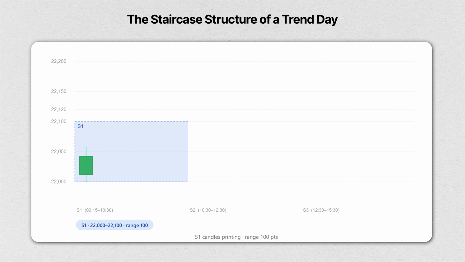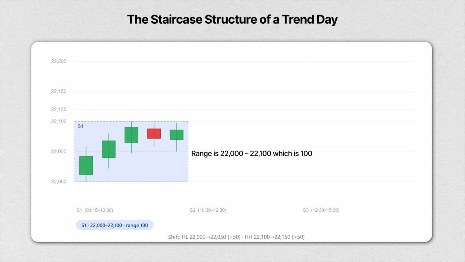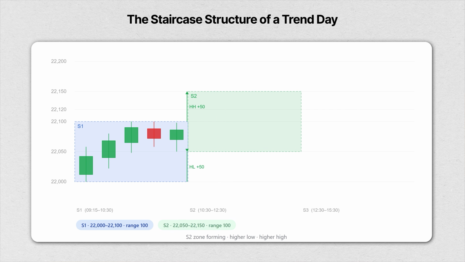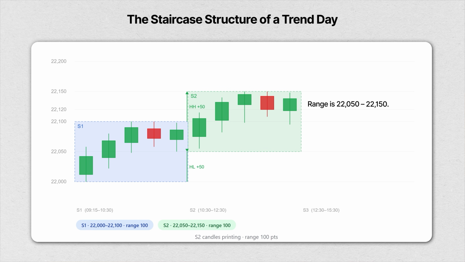Now let's start with segment 1, S1. And let's say the range is 22,000 to 22,100, which is 100 points for segment 1. For segment 2, the range is 22,050 to 22,150. So we have a higher low of 22,050, which is greater than 22,000, and a higher high of 22,150, which is again greater than 22,100. The range is 100 again.